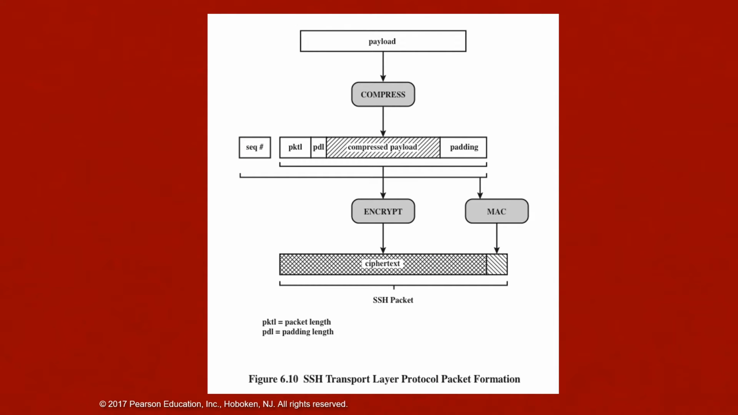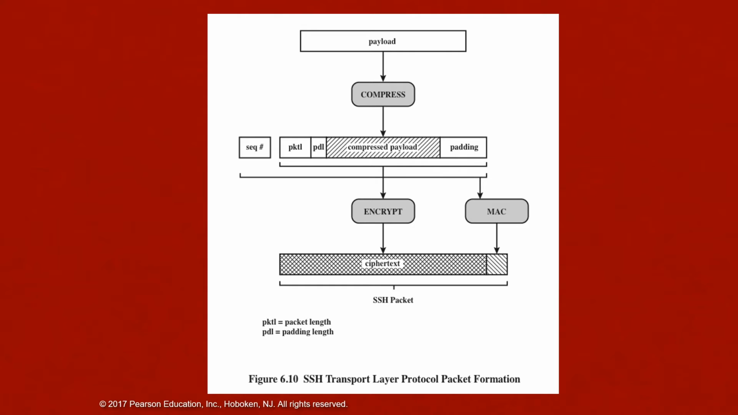Each packet is in the following format: packet length, length of the packet in bytes, not including the packet length and MAC fields; padding length, length of the random padding field; payload, useful contents of the packet. Prior to algorithm negotiation, this field is uncompressed. If compression is negotiated, then in subsequent packets, this field is compressed.